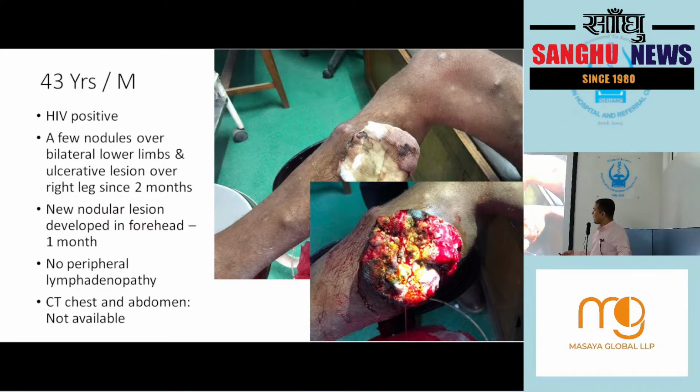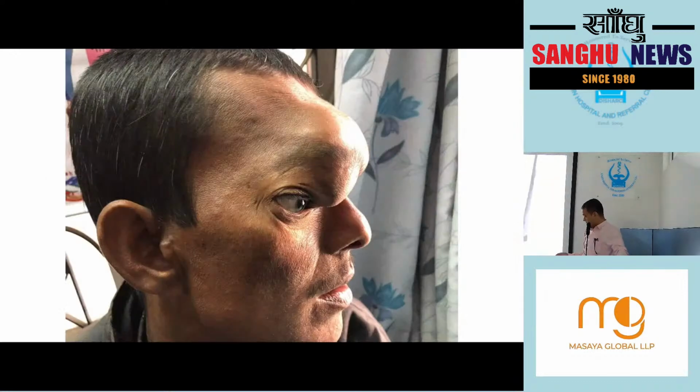Few nodules over the bilateral limbs, and an ulcerative lesion on the right leg since 2 months. New nodular lesions developed in the forearm and lateral side, initially only in the legs. There is no peripheral lymphadenopathy, but CT of the abdomen was not available, so I don't know about visceral lymphadenopathy. This is the lesion the patient developed later on.